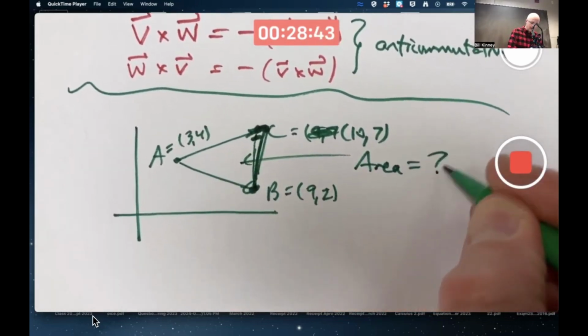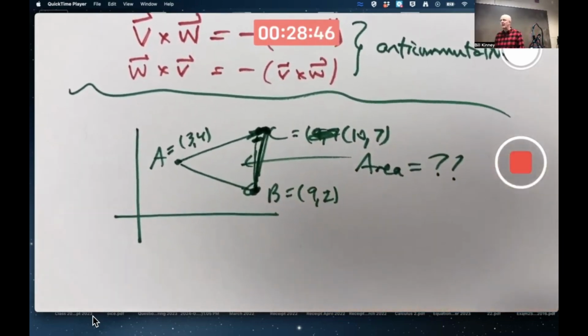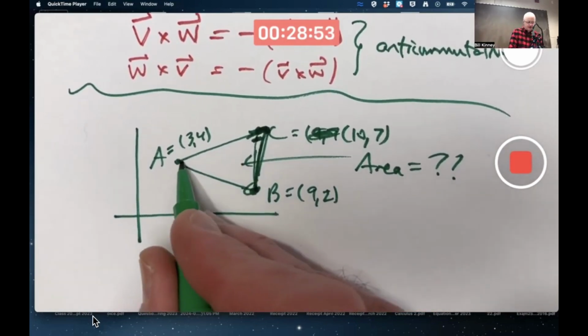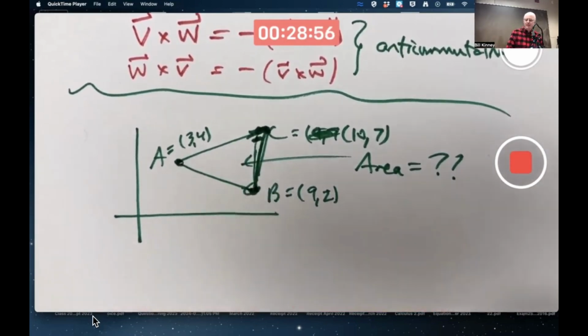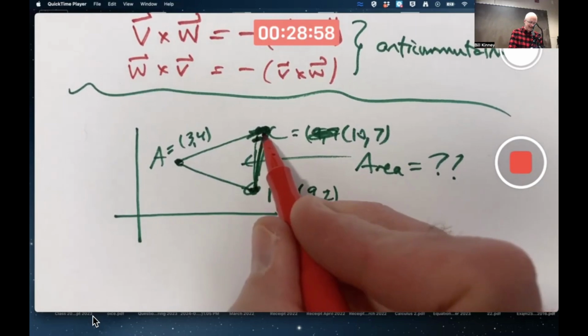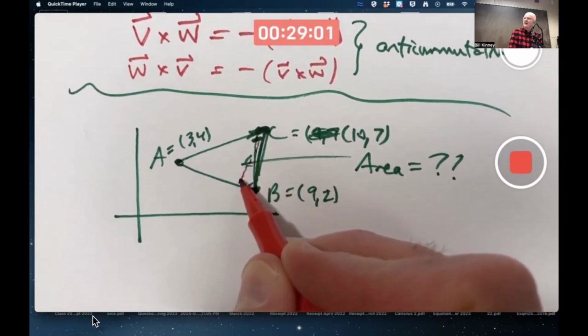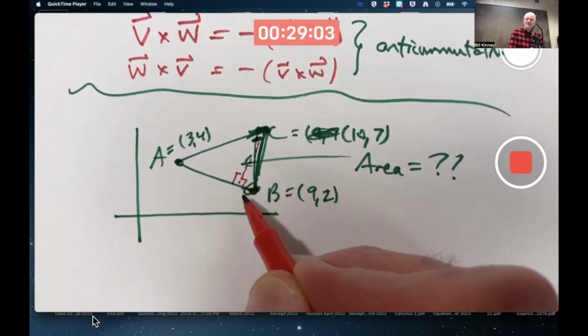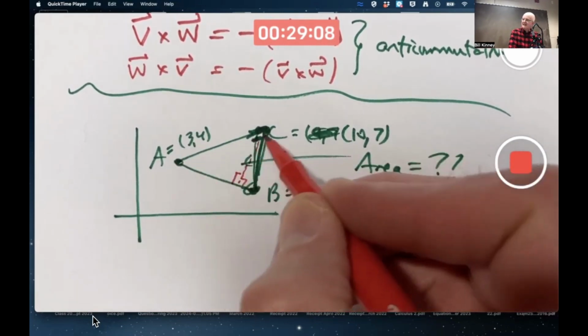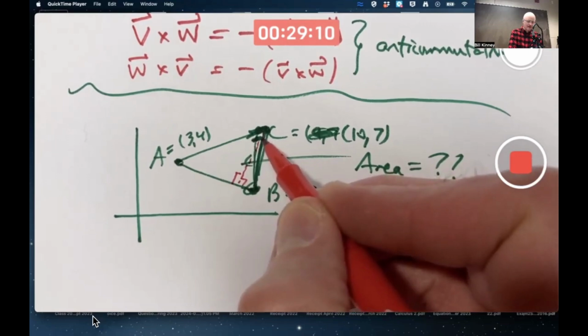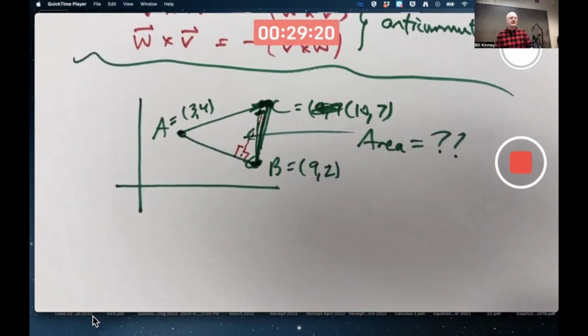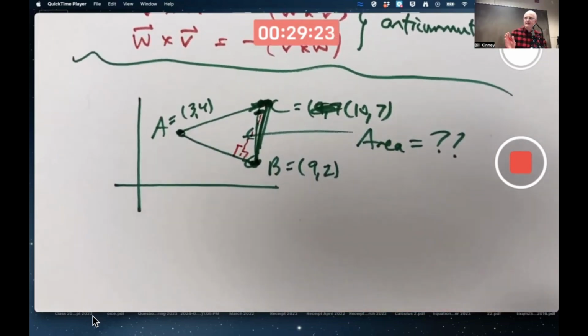Well, base times height. But what's the base and what's the height? We could use the distance formula to figure out, say, this as a base. And then we could figure out this height somehow by right triangles and maybe the Pythagorean theorem. You have to figure out the length of that side too. It's doable. Should we do it? Okay, let's do it. We want to see that we get the same answer.